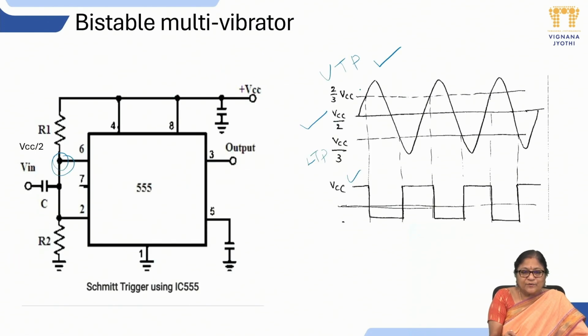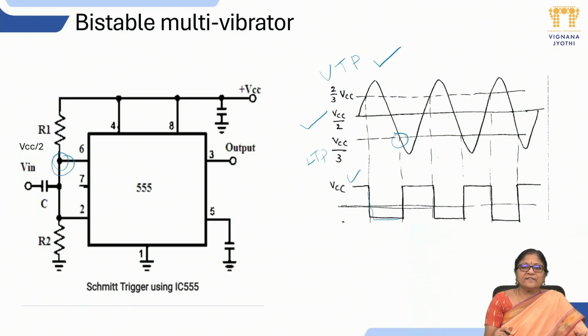Then whenever it crosses 2/3 VCC, the upper threshold comparator goes high, and the output of the RS flip-flop is made 0, and if it is taken through an inverter, it makes a transition to 0. And whenever it falls below 1/3 VCC, the trigger comparator triggers, and the lower comparator makes reset high. Reset high means output Q bar will be 0 and the output is 1. So the output makes a transition from 0 to 1.